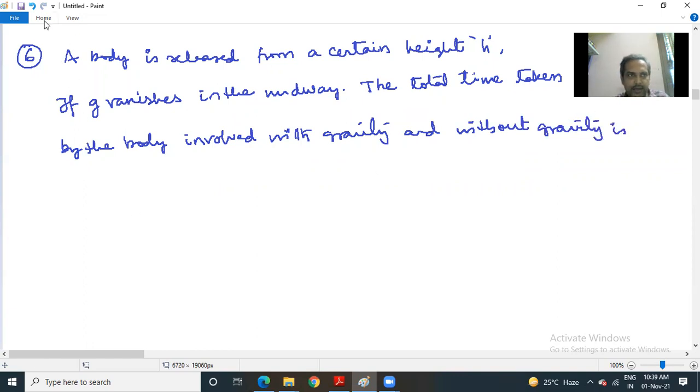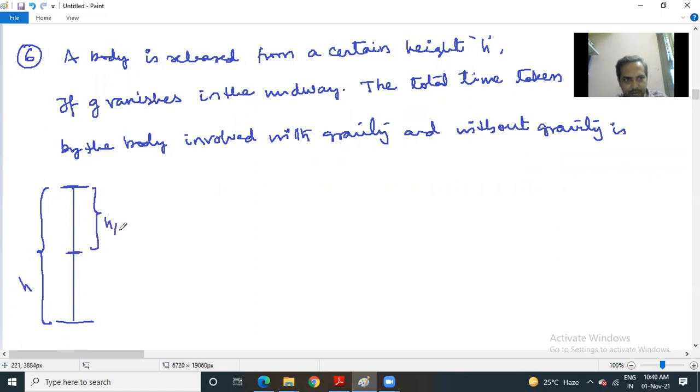So you try to understand with the help of a diagram. Say it is allowed to fall freely from this point, moving down. It has to travel total height h, but in the sentence they mentioned that after it travels h/2, g disappears. So for the first half, g is present. For the next half, g is absent. Here g is present, here g is absent.